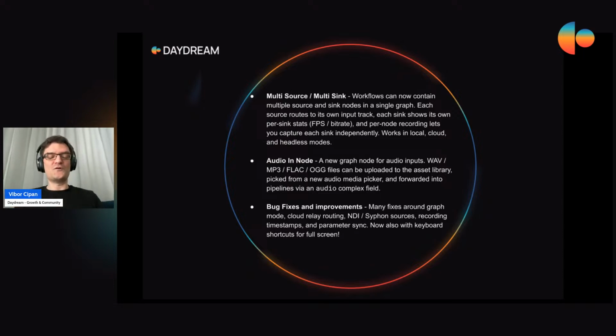Then there is also audio in Node. There is a shift in Scope. If you go to our GitHub, you will see that we deliberately say that we are talking about generative AI pipelines, not necessarily just real-time video. And we are very much interested in audio.